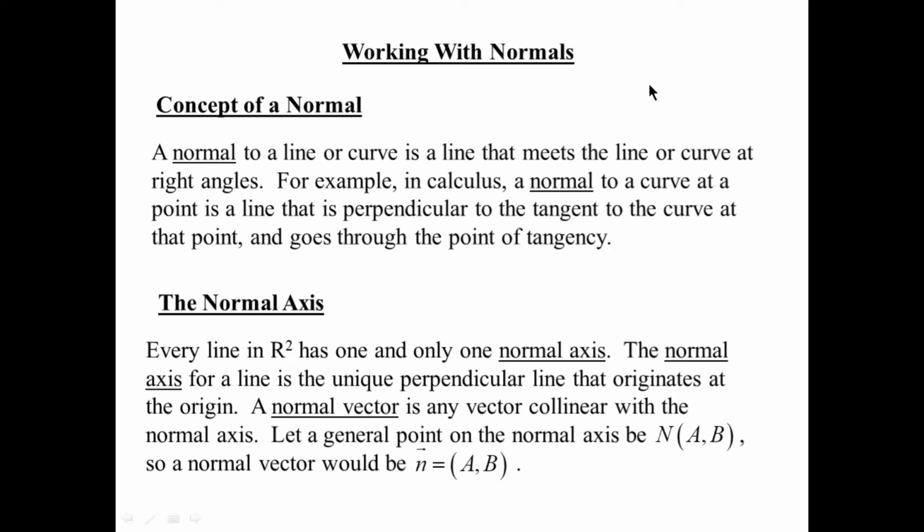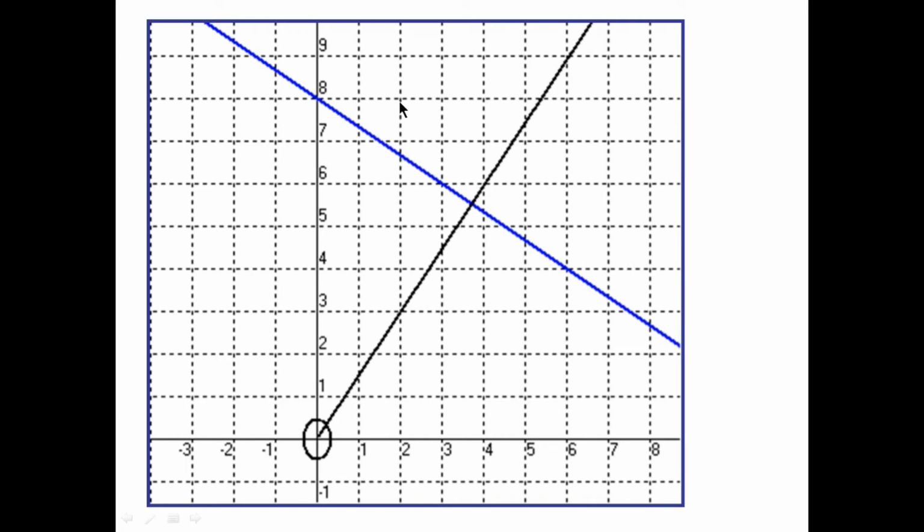Okay, let's have a look at what I'm talking about. This blue line is a line. Let's call it line L. And this is its normal axis. It's a line that originates at the origin, goes to the line at right angles. So it's not up here, it's not down here, it cuts right through here at right angles. That's called the normal axis of a line. Every line has one, and it's unique.